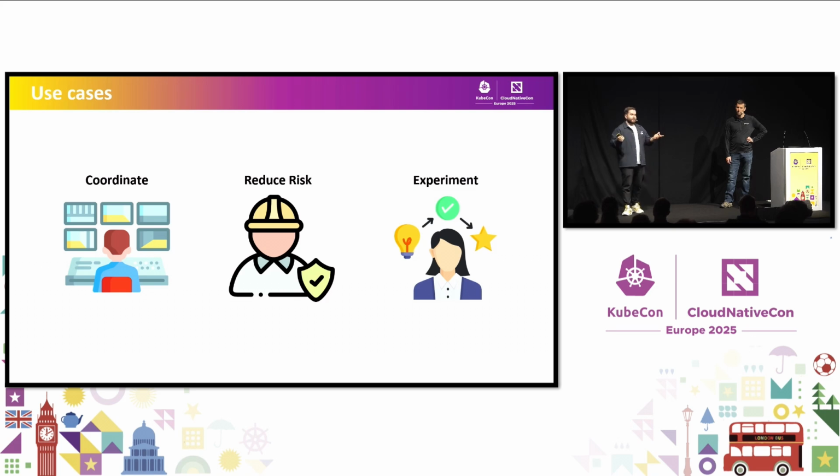And lastly, a very, very big advantage is that it allows you to experiment, right? A very common use case of feature flags is A/B testing.